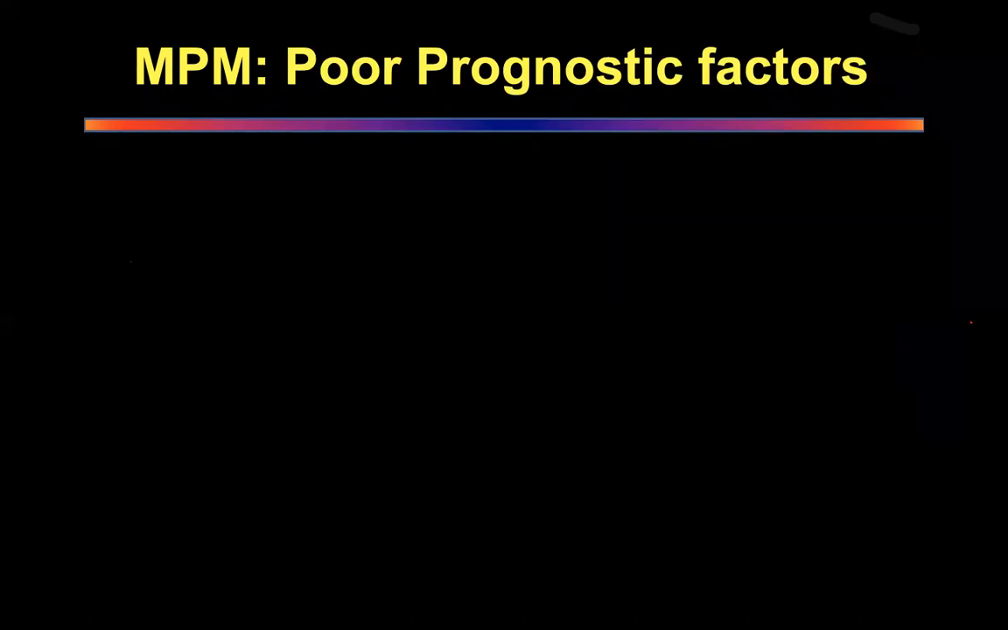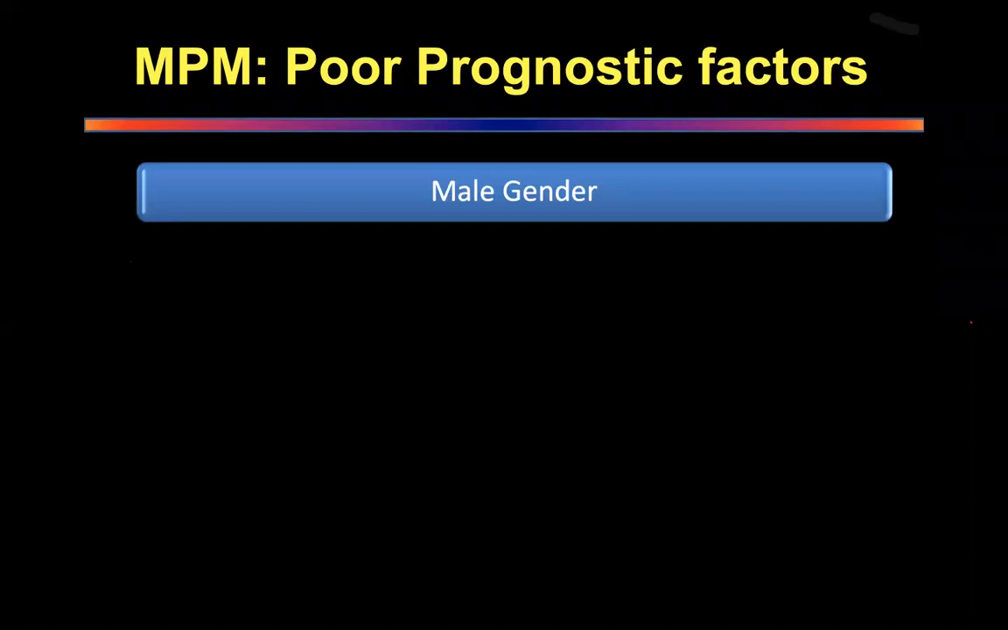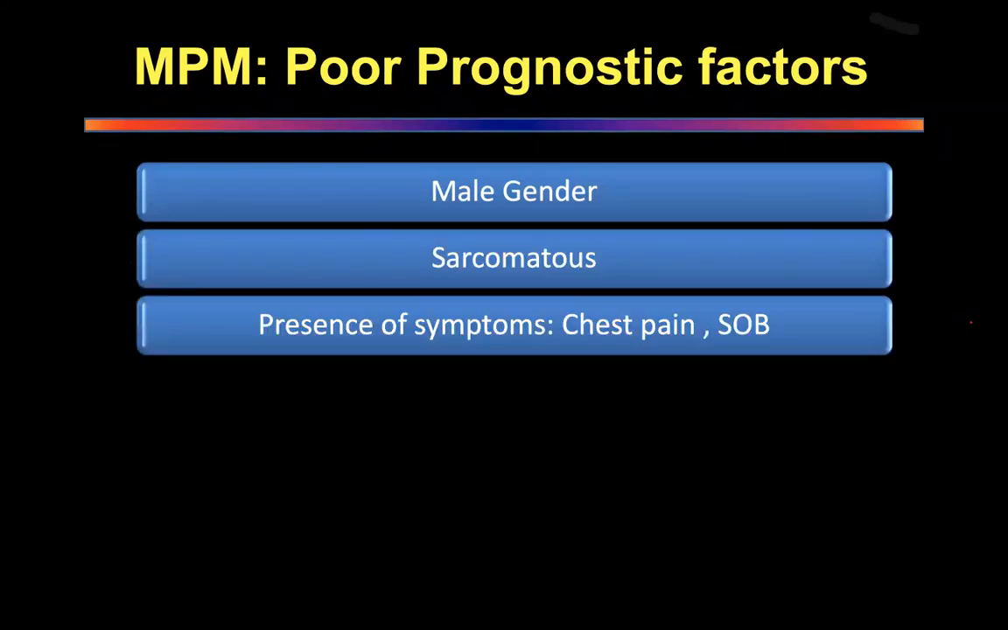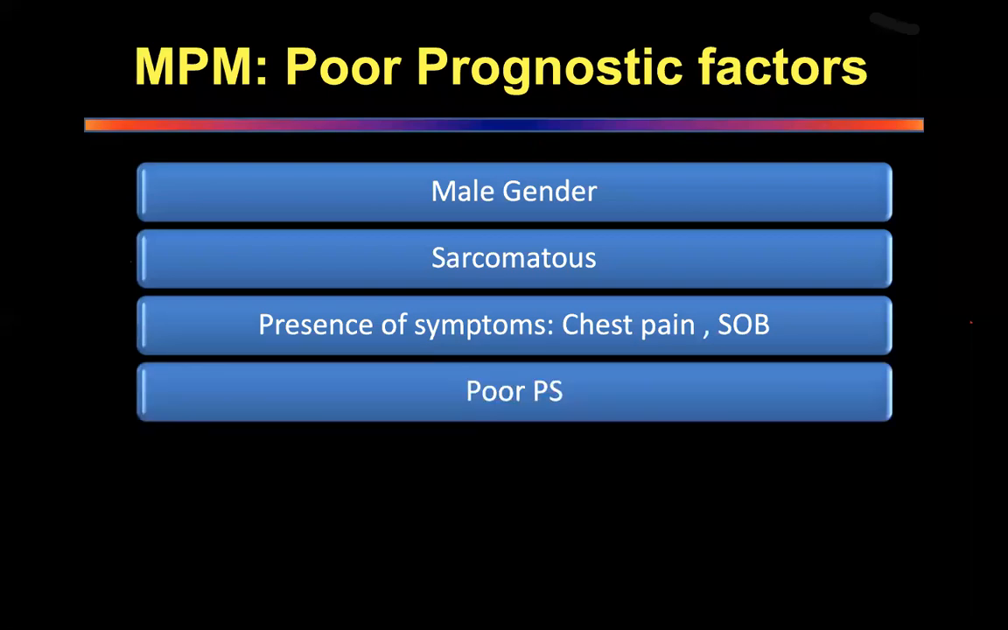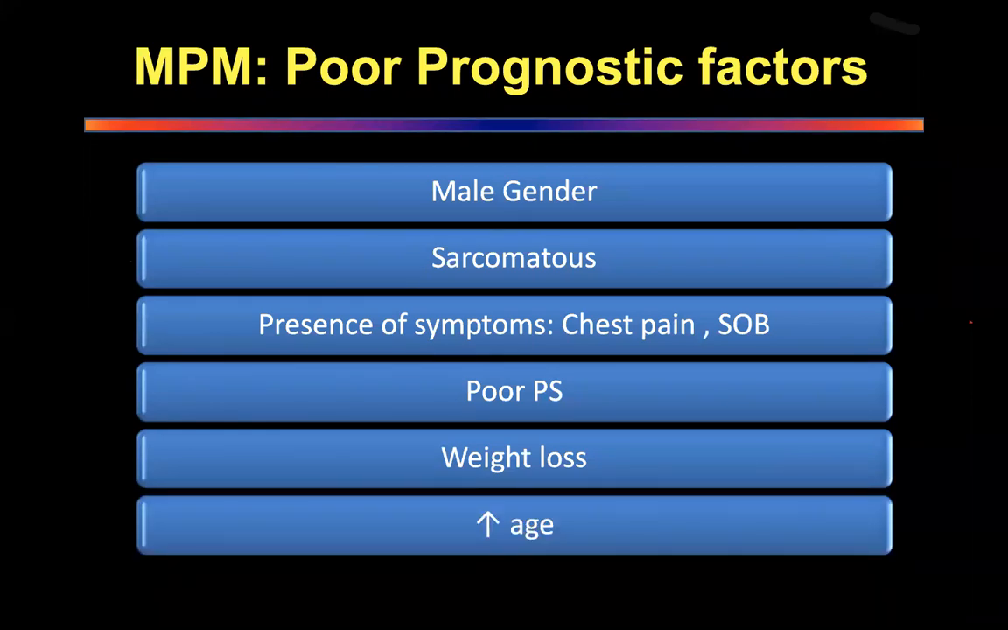So what are the prognostic factors? We've done all of this. We've done chemotherapy, surgery, radiation. What is the prognosis of this patient? Is he going to live or is he not going to live? So let's look at some prognostic factors. Male gender, sarcomatous histology, presence of chest pain, which is shortness of breath and chest pain, poor performance status, weight loss, and increased age are all poor factors. They are poor prognostic factors.